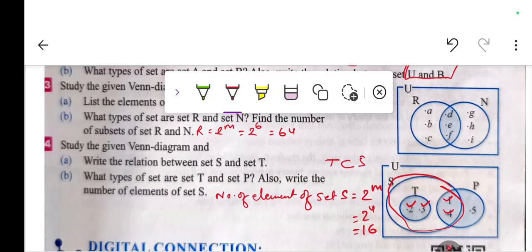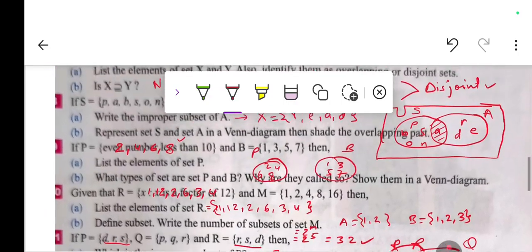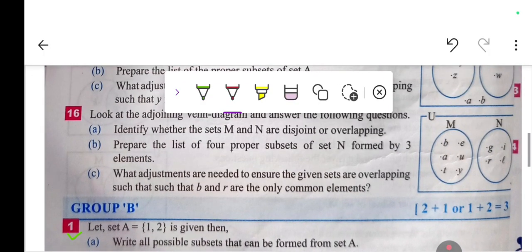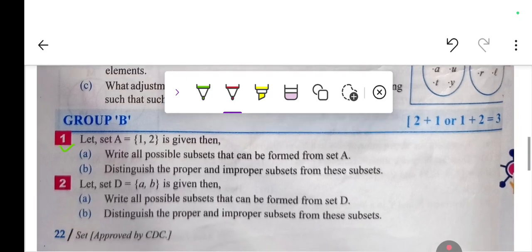This is how group B of the set topic of cumulative review is done.